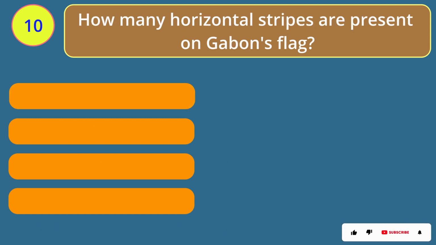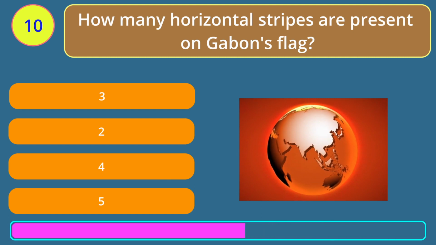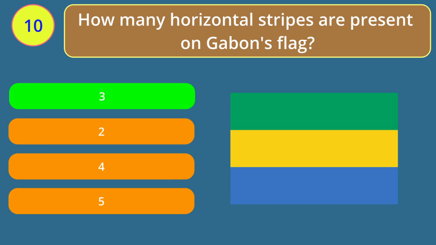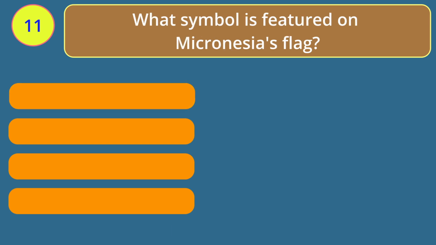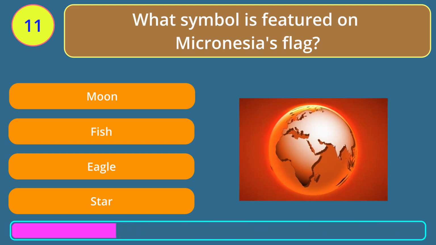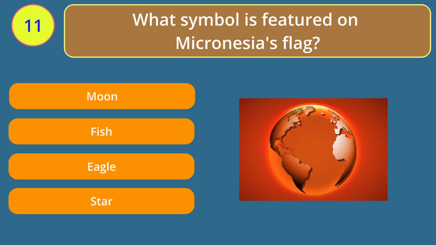How many horizontal stripes are present on Gabon's flag? The four options are 3, 2, 4, 5. The correct answer is 3. What symbol is featured on Micronesia's flag? The four options are moon, fish, eagle, star. The correct answer is star.